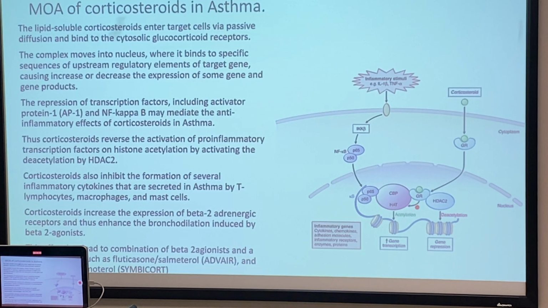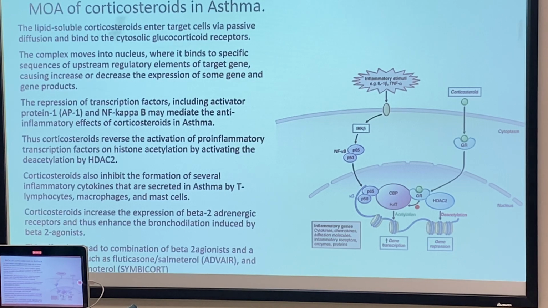And where do they have their receptors? Their target sites, corticosteroid receptors, are in the cytosol. So they bind to their receptor in the cytosol, and the complex moves into the nucleus. The corticosteroid bound to the corticosteroid receptor will move into the nucleus, and in the nucleus they bind to regulatory elements in the DNA. Remember the TATA box, you studied repressor genes, activator genes. So they bind to their site.